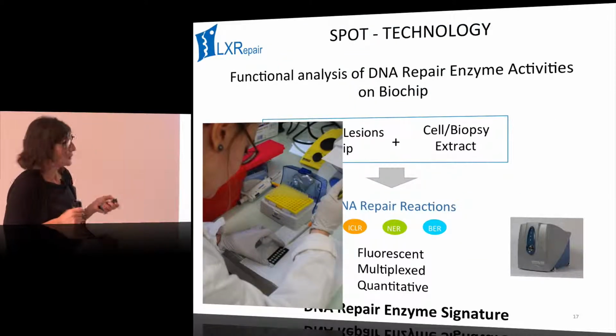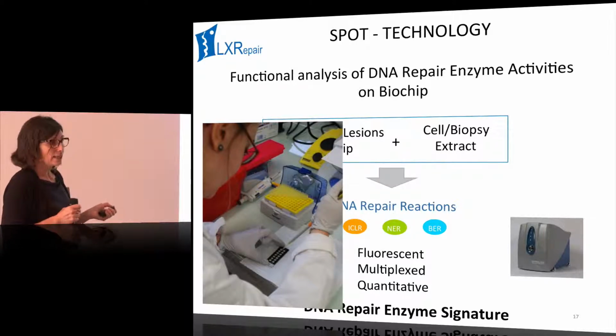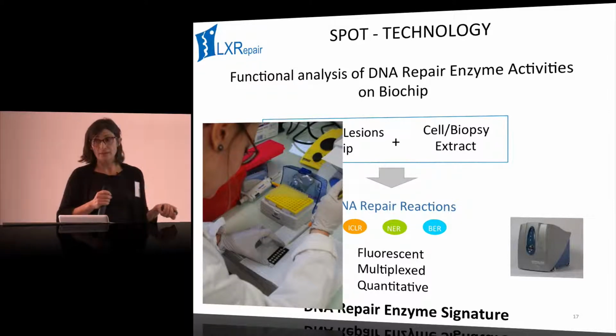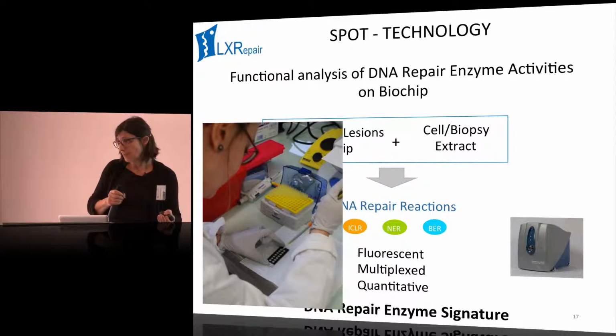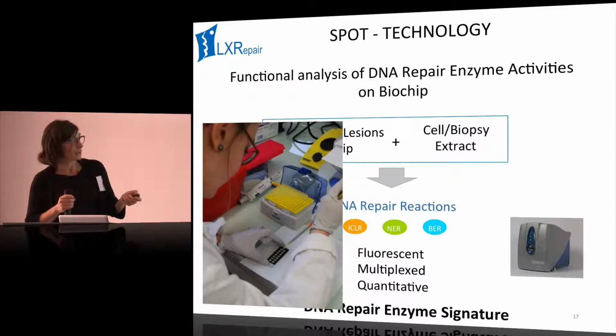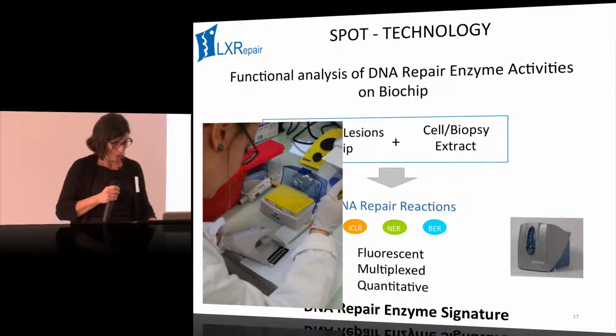Okay, so at Alex Repair, we developed the SPOT technology, and that's the functional analysis of DNA repair enzyme activities on biochip. The principle is that we put series of DNA lesions on a biochip. We prepare them by synthesis, or by irradiating plasmids with UV, or doing some oxidation, etc. So we control the lesions. We put them on a biochip, and we incubate the biochips with cell extracts from samples we want to characterize. On the support, there are repair reactions taking place, and during this repair reaction, we incorporate or eliminate fluorescent signals. So these assays are fluorescent, multiplexed, and quantitative, and at the end, we have what we call a DNA repair enzyme signature that characterizes your sample.